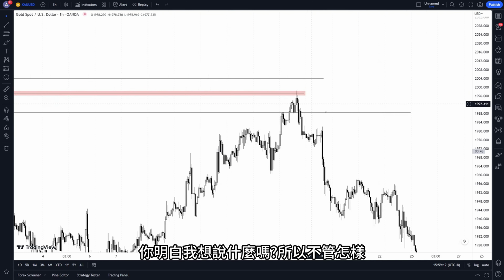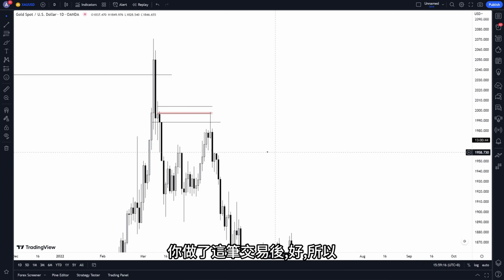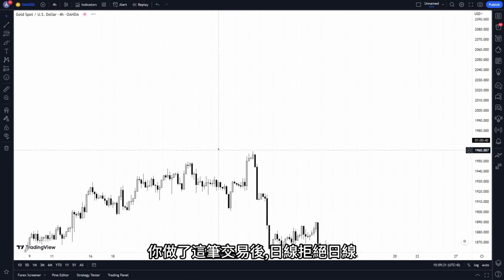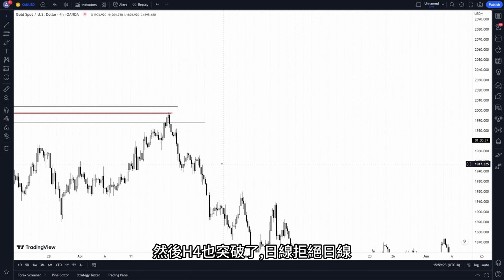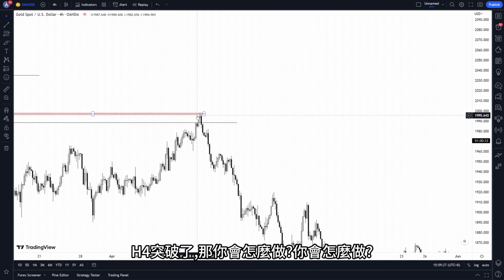So anyway, let's say you took this trade, and then after you took this trade, the daily rejects daily, and then the H4 breaks out as well. Daily rejects daily, the H4 breaks out. What are you going to do then?